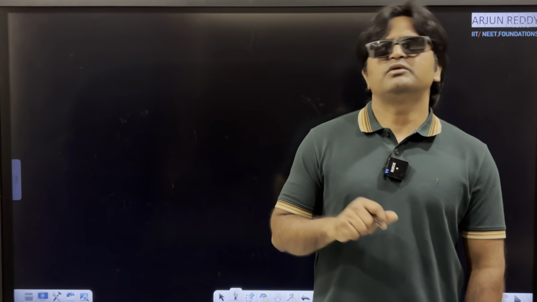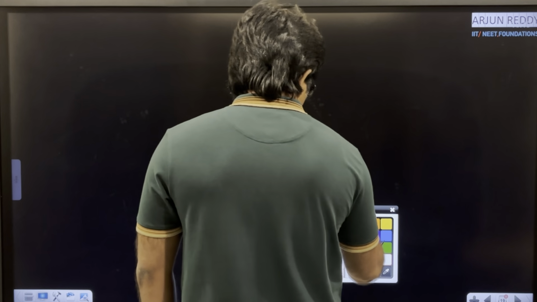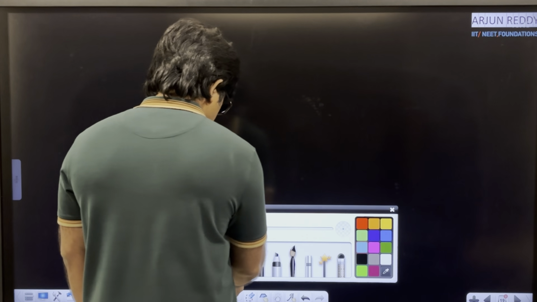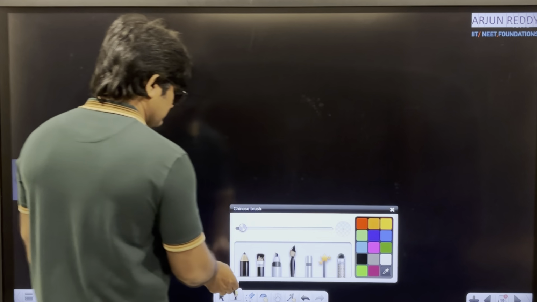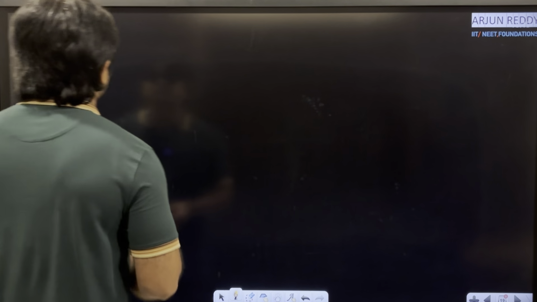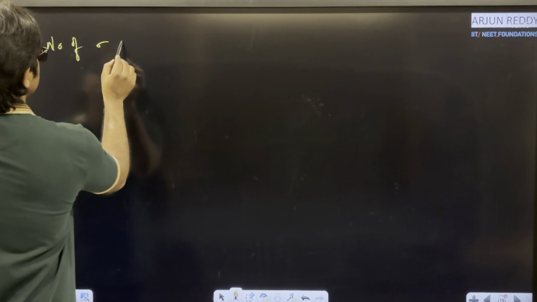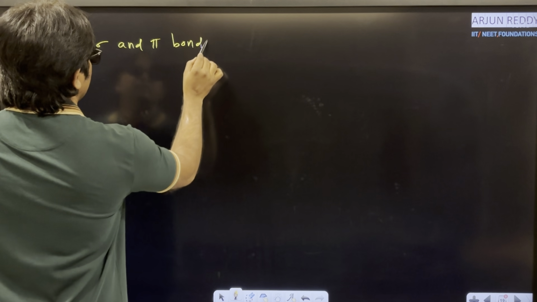Next one. Calculation of number of sigma and pi bonds. Okay, no problem. Next concept: degree of unsaturation. We will discuss in the next class. Here, calculation of number of sigma and pi bonds. Very, very important.